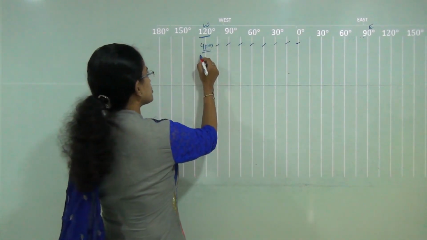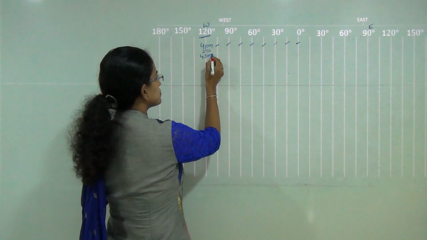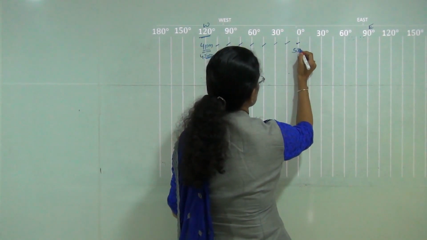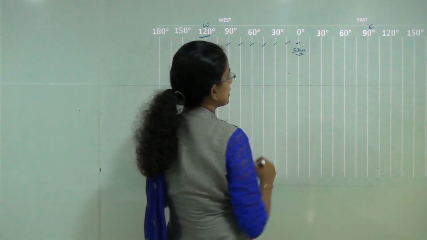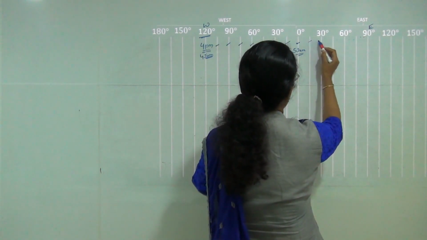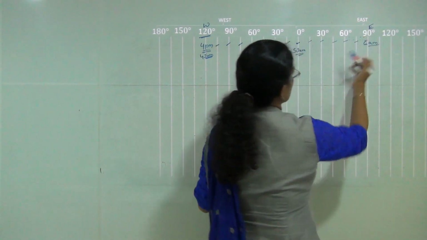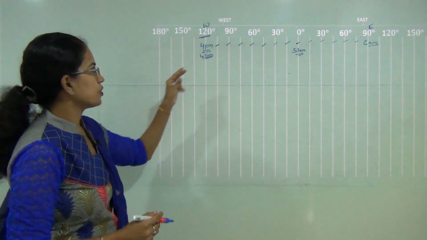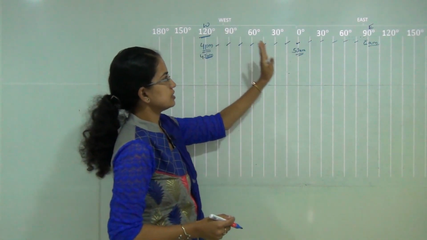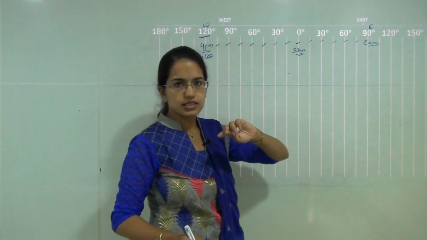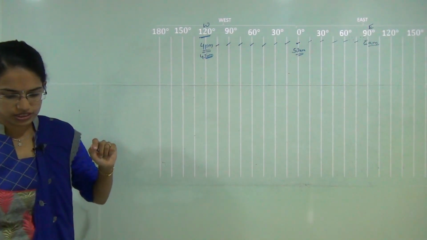So if it is 4th June, it would become 5th June here. And then again from 12, you would have 1, 2, 3, 4, 5 and 6. So it would be 6 a.m. here. So if the time is 4 p.m. at 120 degrees west, it would become 6 a.m. at 90 degrees east. So that's a very simple calculation I did.